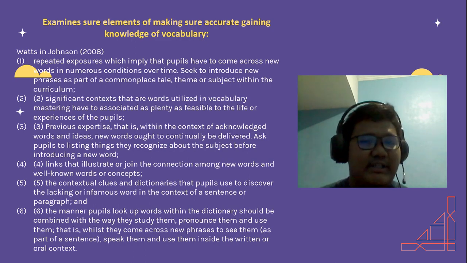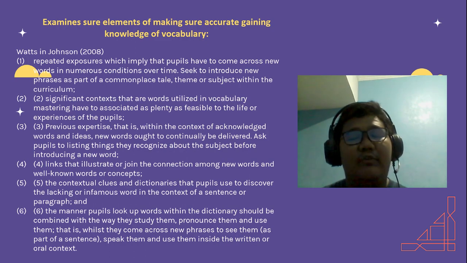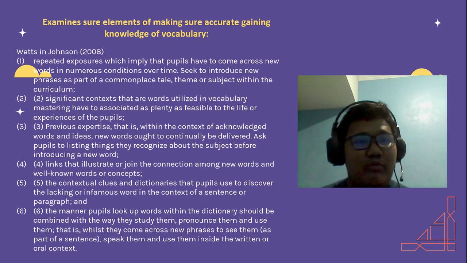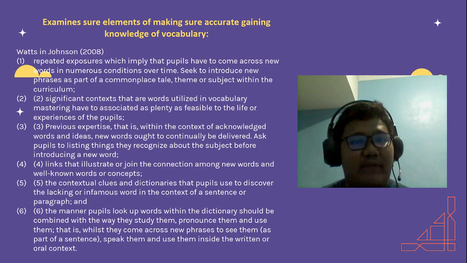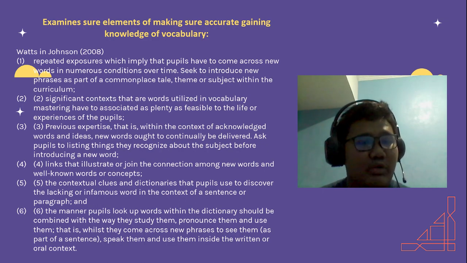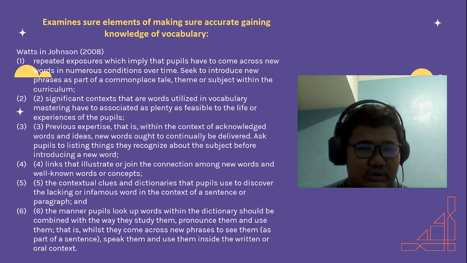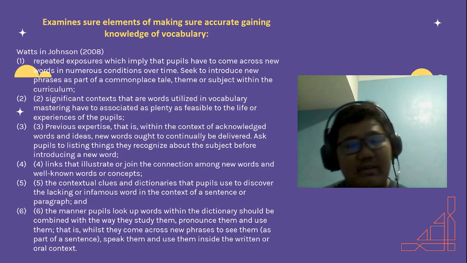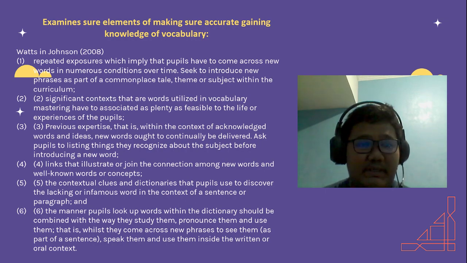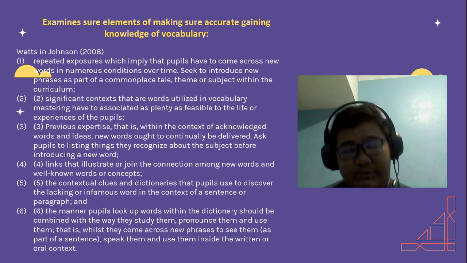Examine the elements of making sure accurate gaining knowledge of vocabulary, written by Watson Johnson. The first one is repeated exposure, which implies that people have to come across new words in numerous conditions over time. Seek to introduce new phrases as part of a commonplace style, theme, or subject within the curriculum. The second one, significant context. The words utilized in vocabulary measuring have to associate as much as possible to the life or experience of the pupils. Third one, previous expertise.